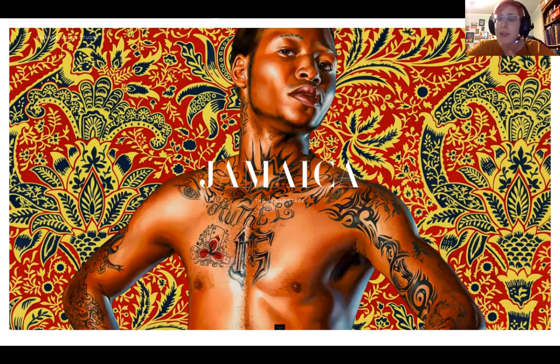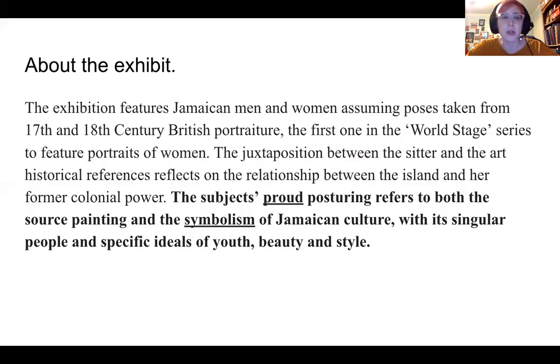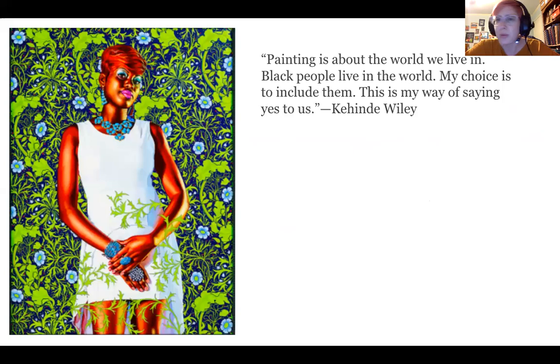And we're going to use that idea of representing to represent someone that is important to us, someone that we admire or aspire to. I wanted to bring your attention to this exhibit specifically. I loved this analysis. In bold here, it says the subject's proud posturing refers to both the source painting and the symbolism of Jamaican culture with its singular people and specific ideals of youth, beauty, and style. So it's about representing honestly who real people are.